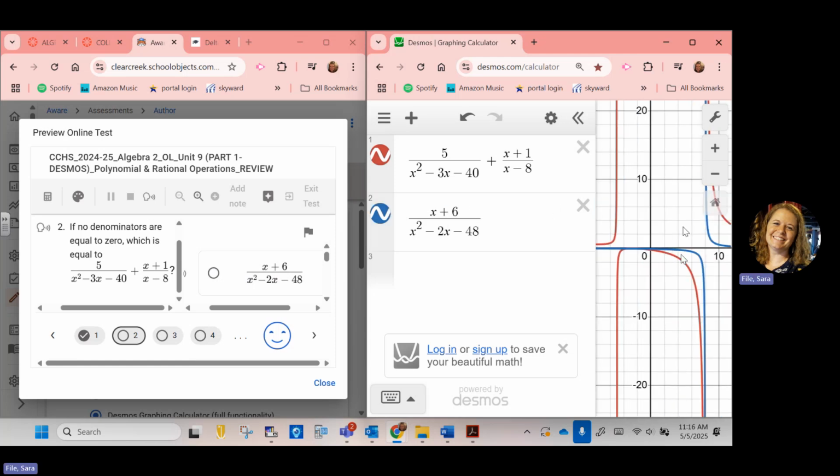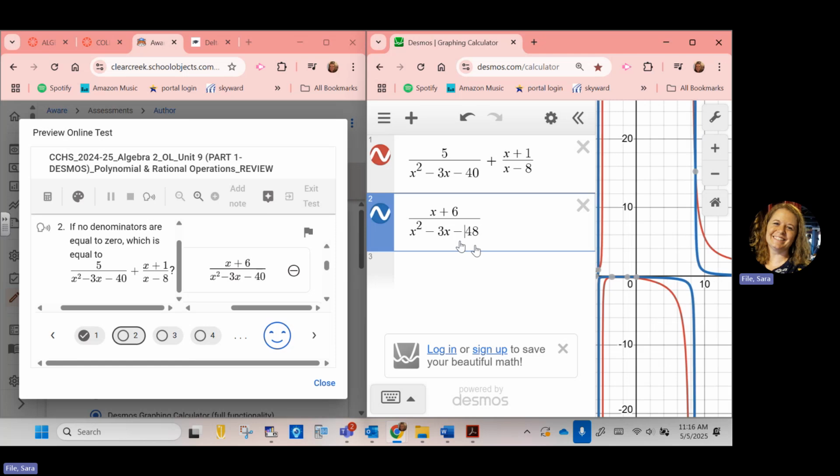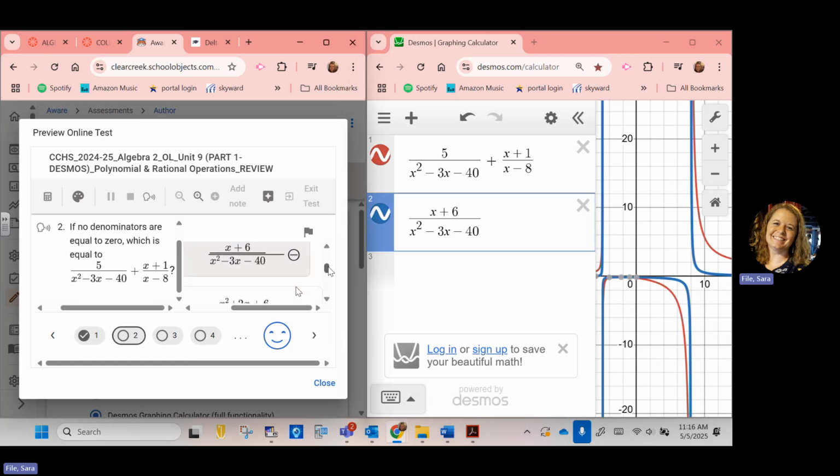I can see over here in the graph that those are not exactly the same. That's two different graphs, so that's not the answer choice. Then I check the other one, x plus 6 in the numerator, and I need to change my middle term to 3x and my constant to 40. Still not the same, so knock that one out.